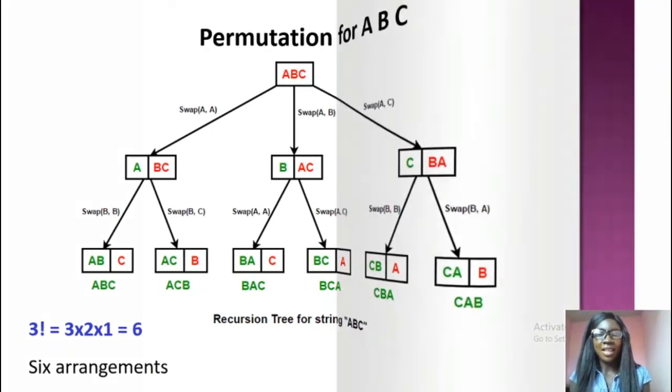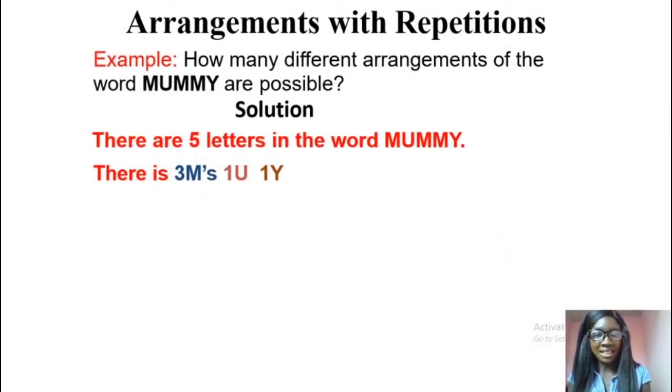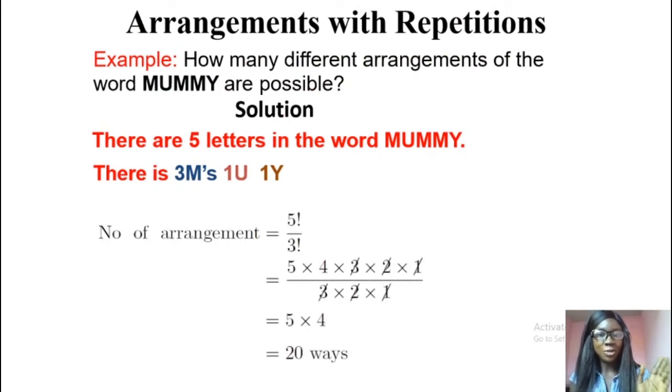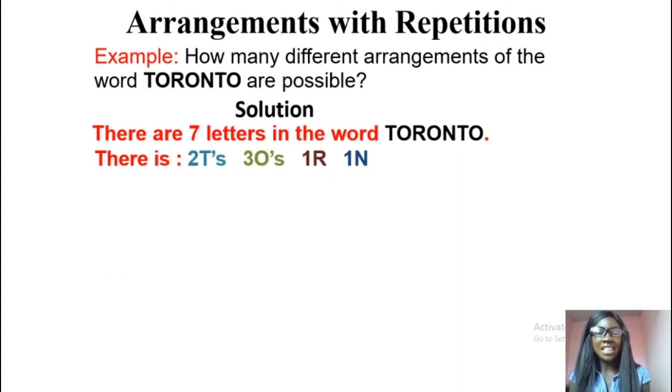Okay, so let's see our next example. I believe this is clear. I just want to believe it's clear. So let's see the next example. How many ways can we arrange the word Toronto?